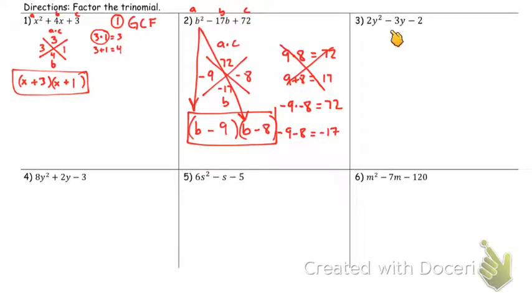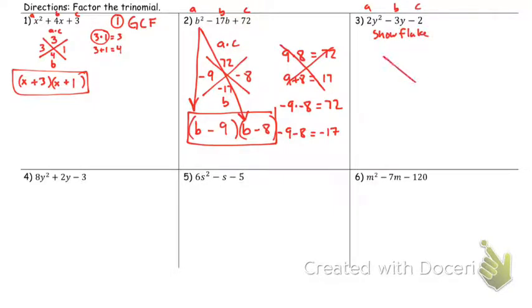All right, let's jump over here. We do not have a GCF at all, so I'll always check for GCF, but we do have something different. Our A value is not 1. So we have A, B, C. When your A value is not 1 and you check for GCF, this is where we do the snowflake method. It just involves an extra step.